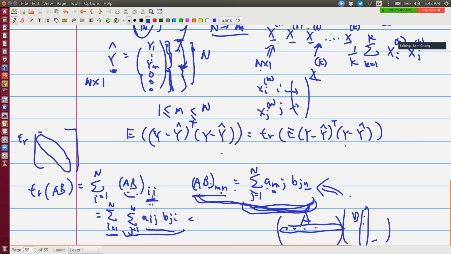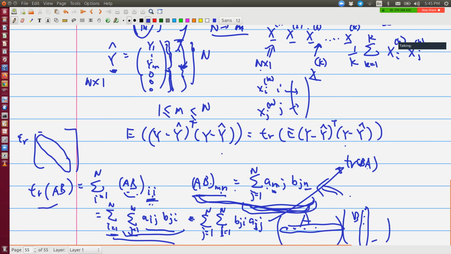But here these are just numbers, so I can flip that. I can flip the sum as well. Then it becomes the sum from i equal 1 to n of bji, aij. Then if you look at that, if this is equal to trace AB, then this will be just equal to trace BA, right?